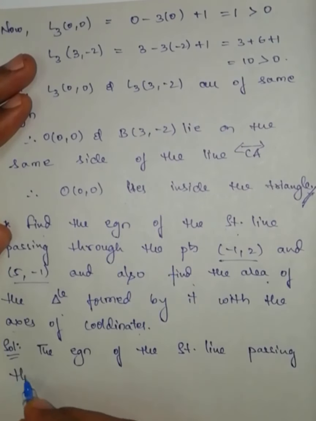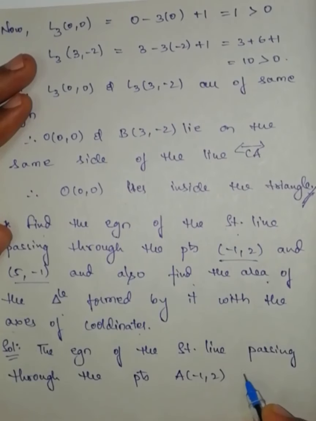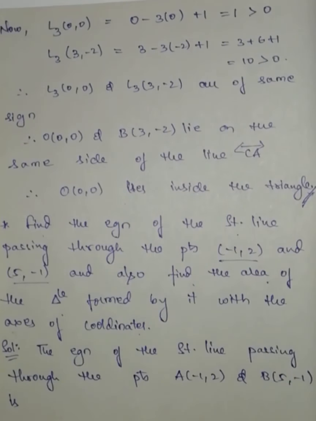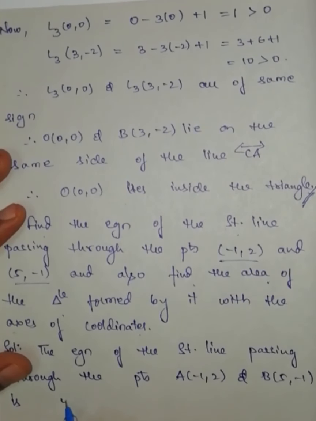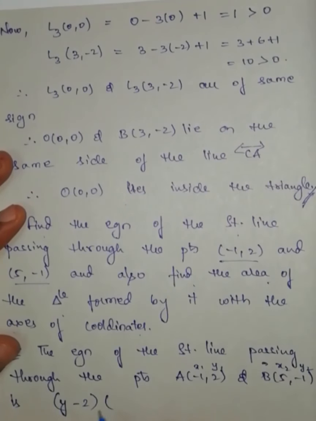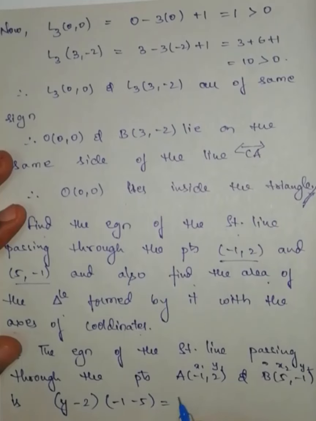the points A(-1, 2) and B(5, -1). The equation of a straight line passing through 2 points, that is the 2-point form, is: this is x1, this is y1, this is x2 and this is y2. y minus y1, that is y minus 2, into x1 minus x2, that is -1 minus 5, is equal to y1 minus y2, 2 plus 1, into x minus x1, that is x plus 1.